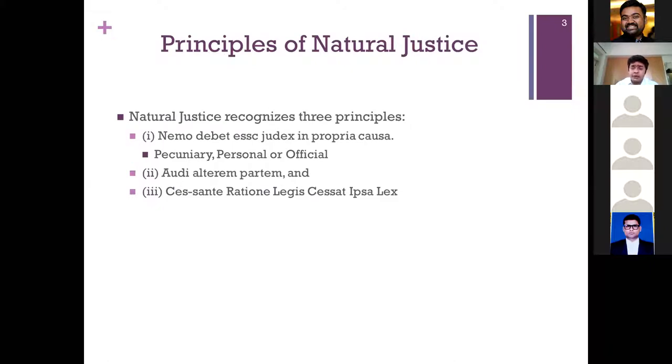Right? There are three principles of natural justice, and what I thought I'll do is I'll share the Latin terms for each of those principles and see if we can get the English meaning of each of these principles. So the first principle is, of course, nemo debet esse iudex in propria causa. Does anyone know what this principle means? Anyone who knows the answer can just unmute and share the meaning of this principle. Feel free to unmute and tell me if you know the meaning. Nemo debet esse iudex in propria causa.